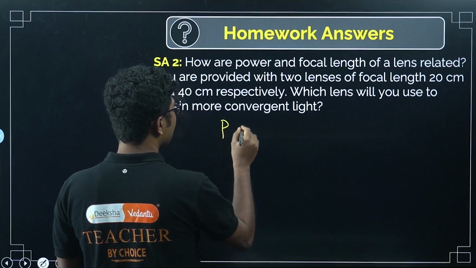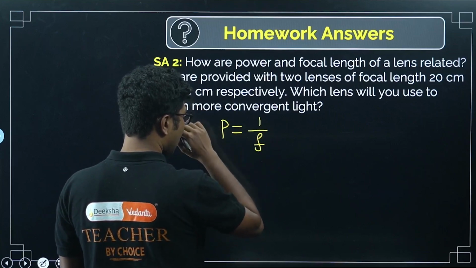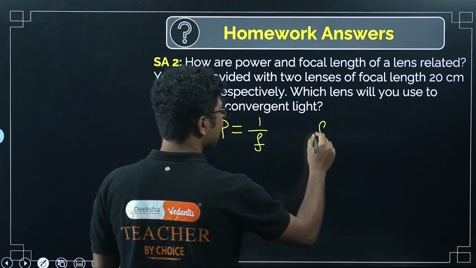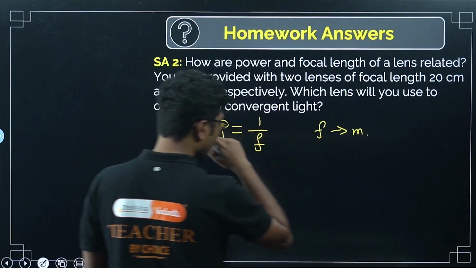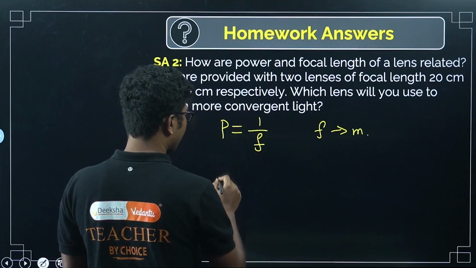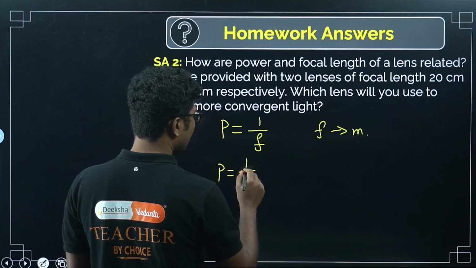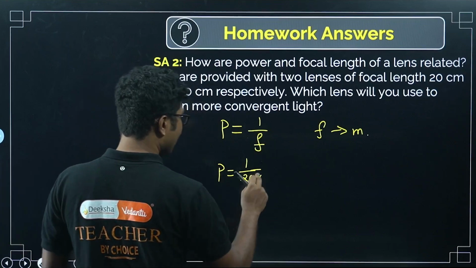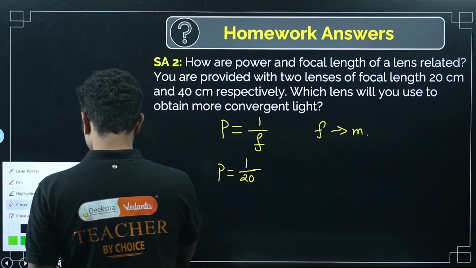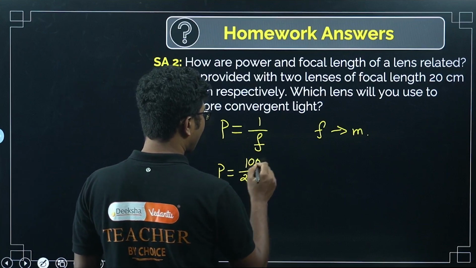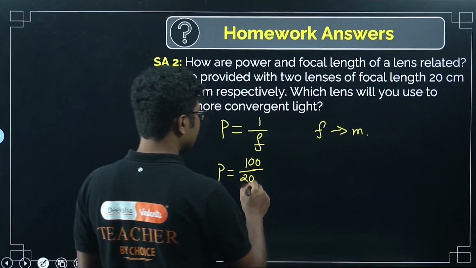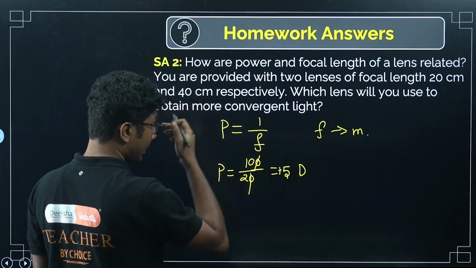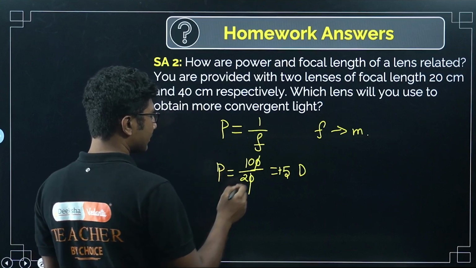Power is related by 1 by f, where f is in meters. I think I have solved a similar question in our previous class also. If the focal length is given in centimeter, you just use 100 by focal length. This is a direct way to calculate the power. So for 20 centimeter it will be 5 diopter, plus 5 diopter, and that means it's a convex lens, that's why plus 5 diopter.